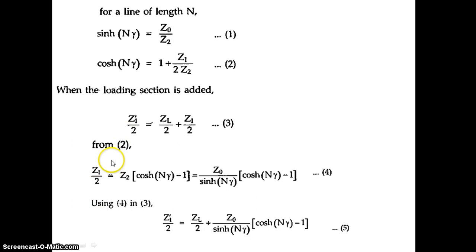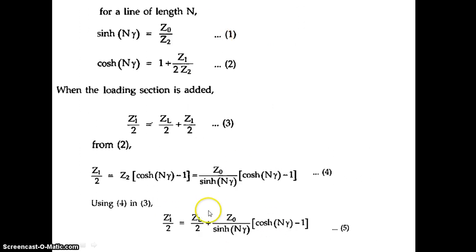From 2 we have Z1 by 2 Z2 equals cosh of n gamma minus 1, and Z1 by 2 equals, bringing this Z2 here, Z2 into cosh n gamma minus 1. Also from equation number 1, Z2 equals Z0 by sinh n gamma. So Z1 by 2 equals Z0 by sinh n gamma into cosh n gamma minus 1. Mark this as equation number 4 and substitute this 4 in 3. So Z1 dash by 2 equals ZL by 2 plus, instead of Z1 by 2, I am replacing this. This is equation number 5.